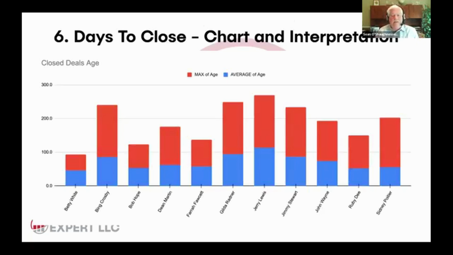And this is how I like to display it. What's my average by rep? And what's my max by rep? And I see some problems. I see some issues right away. It just pops right out to me. Betty is really short.